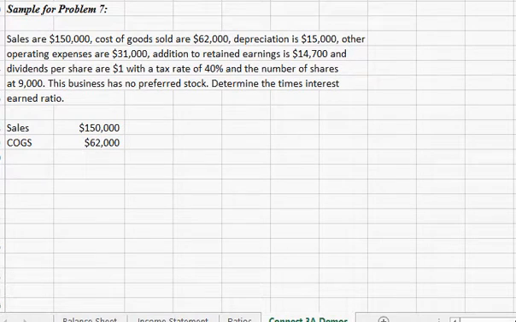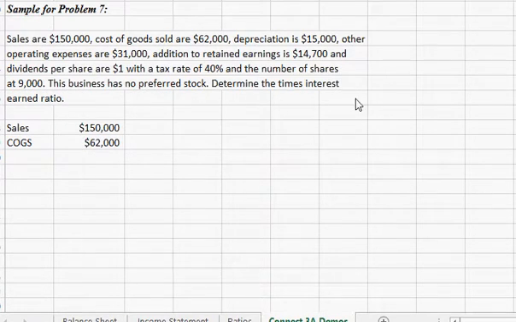Okay, so this is a sample for problem number 7, and I'll let you read through this information. I've started it down here, but sales are 150,000, cost of goods sold 62, depreciation 15, operating expenses are 31. The addition to retained earnings is 14,700. Dividends are $1 per share. Tax rate's 40%. Number of shares is 9,000. No preferred stock, and it would like to know what the times interest earned ratio is.